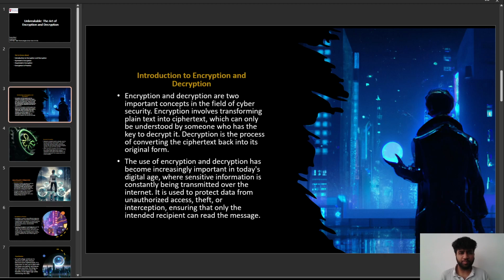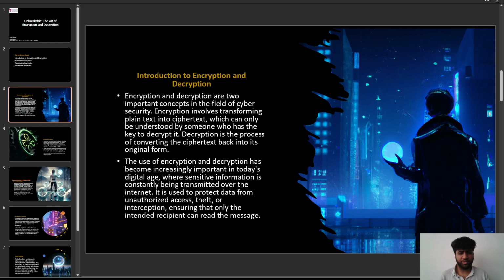Encryption and decryption are two important concepts in the field of cybersecurity. Encryption involves transforming plain text into ciphertext, which can only be understood by someone who has the key to decrypt it. Decryption is the process of converting the ciphertext back into its original form.